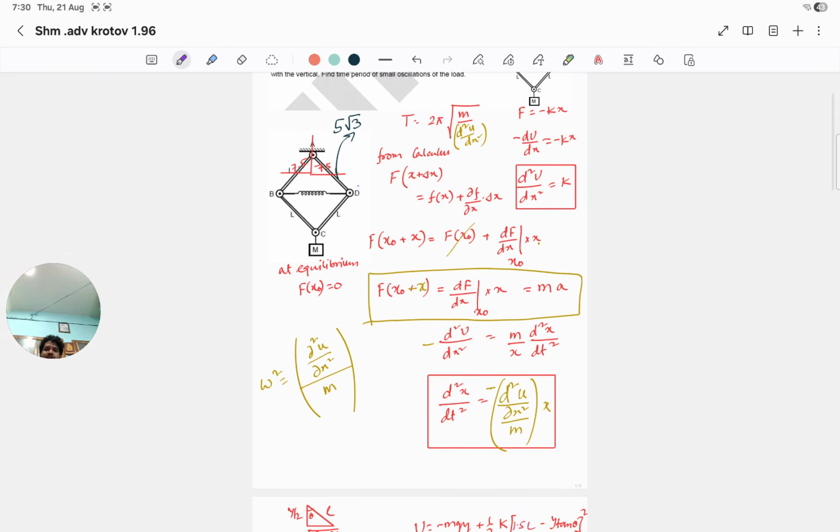these are the basic calculations I have done. You know that from calculus, f(x plus delta x) is equal to f(x) plus del f by del x into delta x, and in SHM you might have read that F is equal to minus kx, so minus del U by del x is equal to minus kx, so k is equal to del 2U by del x2.